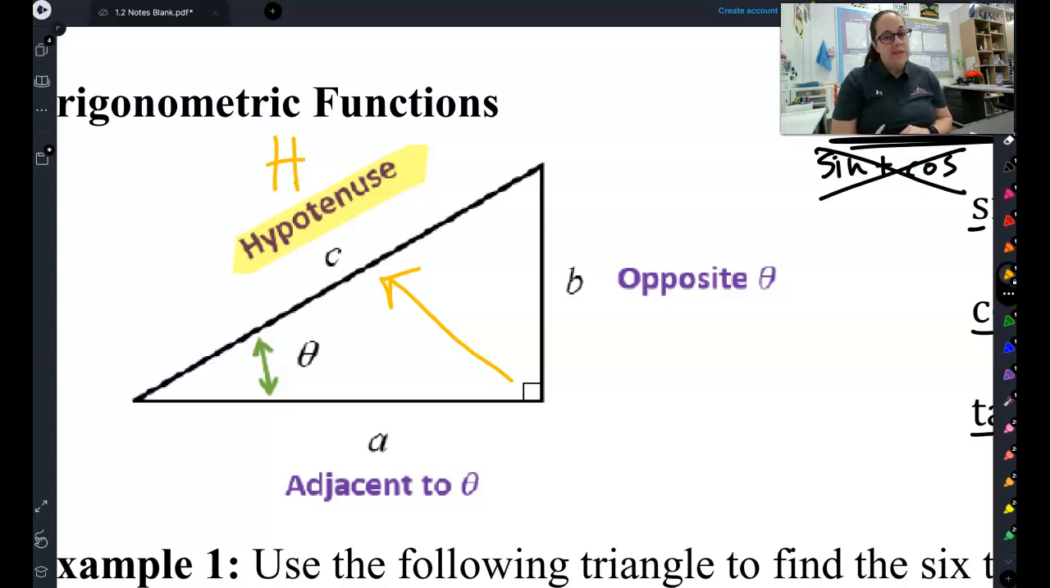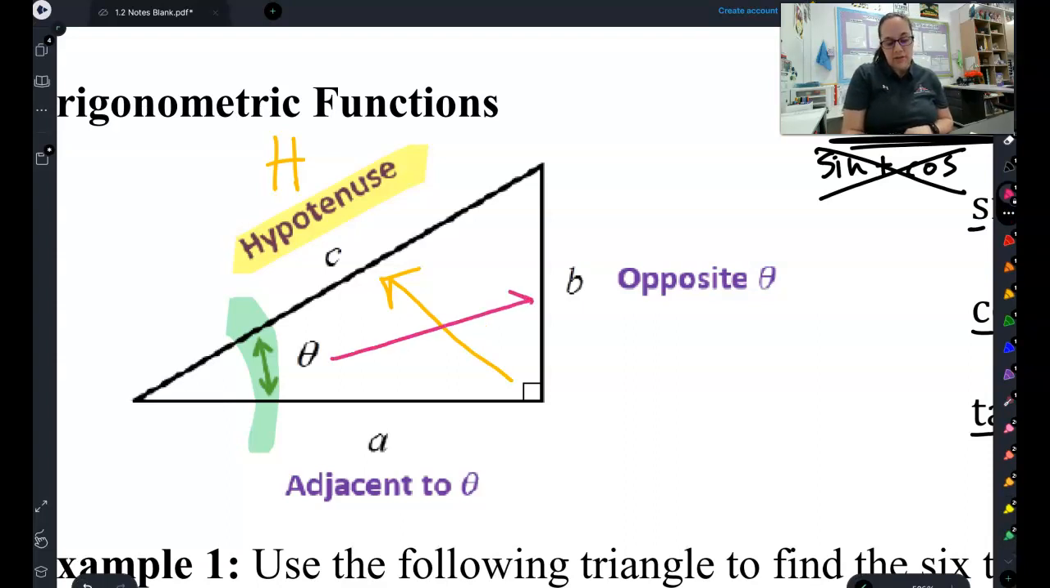Now, opposite and adjacent do move. They change based on what angle in the triangle you're focusing on. So you'll notice in this triangle, we have this angle highlighted. So that means that's the angle I'm focusing on. So now I can go across from the angle I'm focusing on, and that gives me the opposite side.